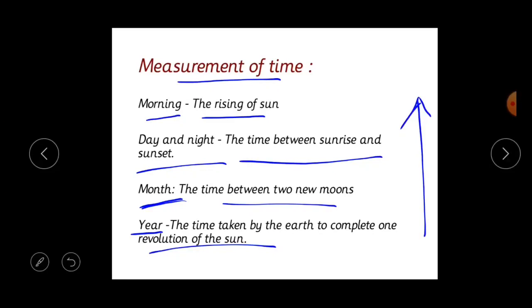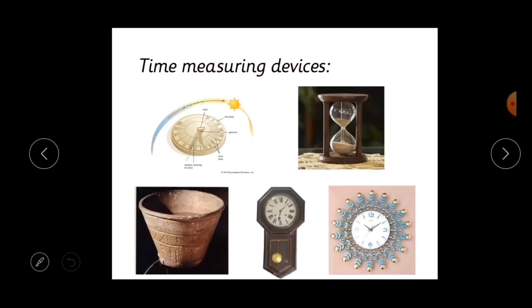After that, some devices were invented. For example, the sundial. This is called the sundial, which is used to measure the time with the help of the sun. Next, this is called the sand clock. Nowadays you will find it easily. Now we are using it as a show piece.